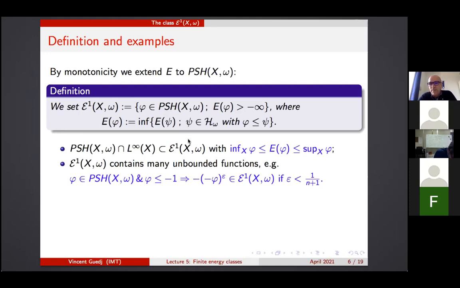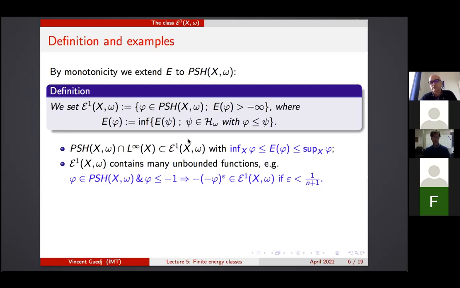And here the weight minus t to the power epsilon is an example of a convex increasing weight. So it is no surprise that minus phi to the power epsilon is omega plurisubharmonic. But what I claim here is that if epsilon is small enough, then what you get is a function in E1. And how small should epsilon be? Well, the precise answer is that it should be strictly less than 1 divided by the dimension plus 1.